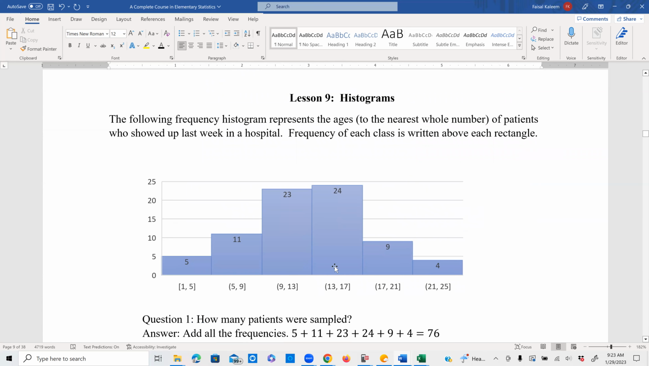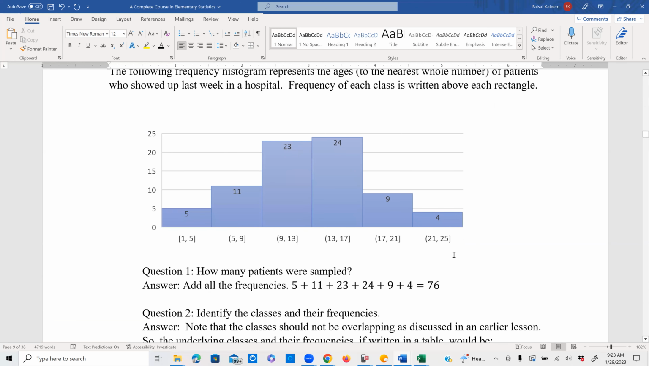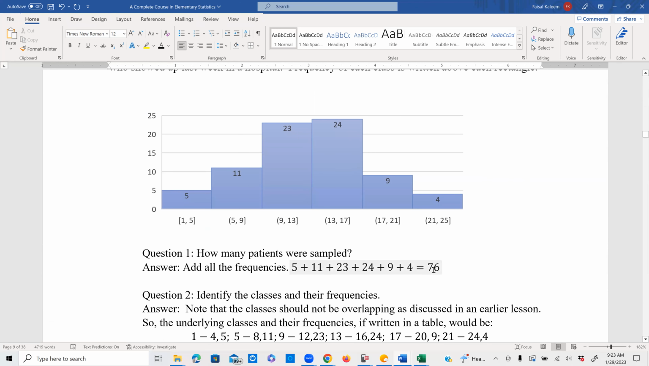Histogram. This is an example of a histogram in which the frequencies are represented along the vertical. The frequencies are the heights of the histogram and the classes are represented along the horizontal. So here, if they ask how many patients were sampled, we just add all the frequencies: 5 plus 11 plus 23, 24, 24, 9, and 4. And so we see the total frequency was 76. Therefore, the number of patients sampled was 76.